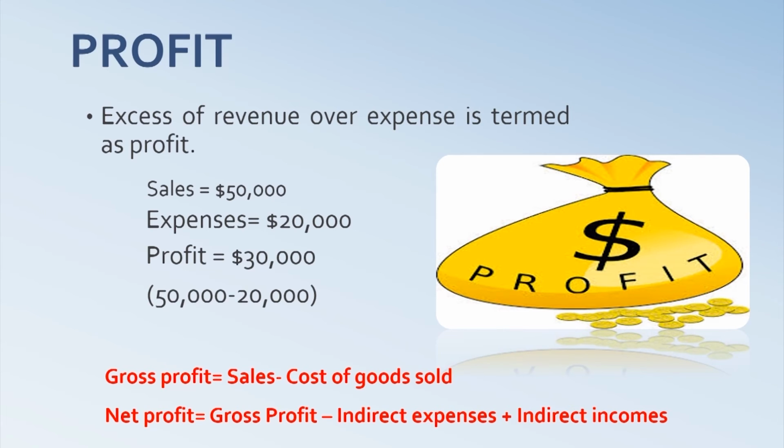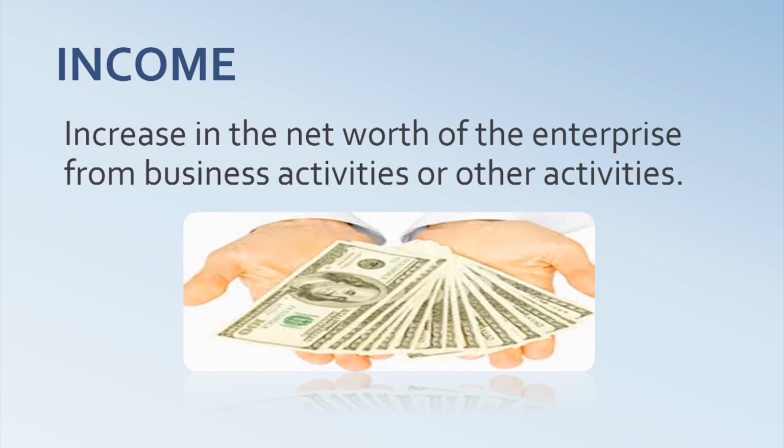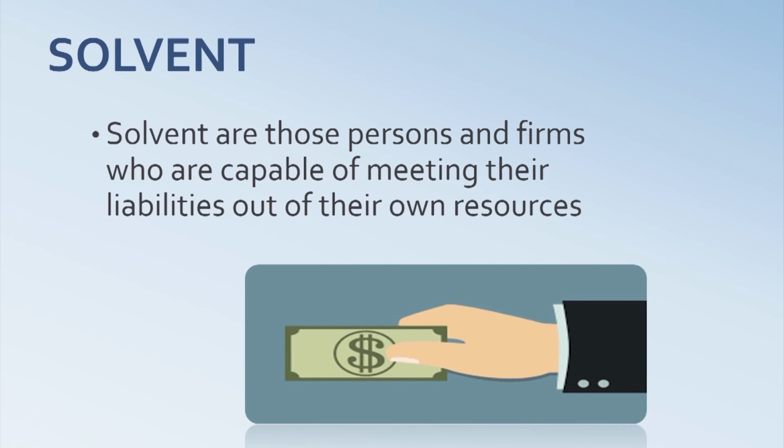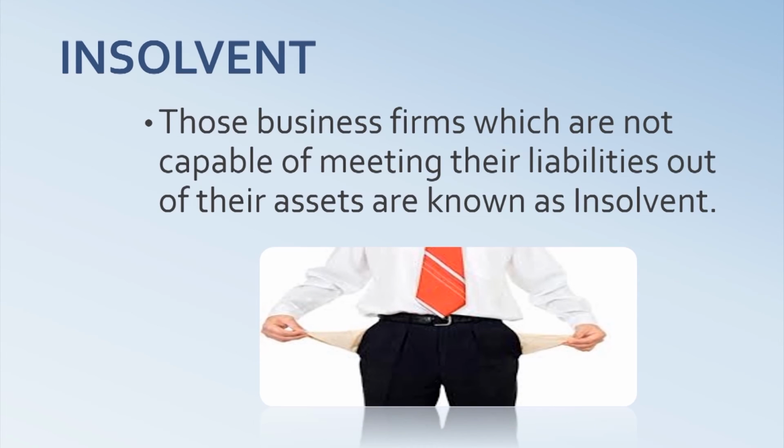Moving on to next term, that is income. Increase in the net worth of the enterprise either from business activities or other activities is termed as income. Next one is solvent. Solvent are those persons and firms who are capable of meeting their liabilities out of their own resources. And the next one is insolvent. Those business firms which are not capable of meeting their liabilities out of their assets are known as insolvent.